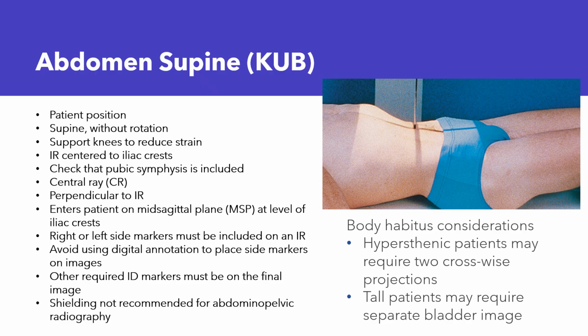Now, body habitus considerations, again, for our larger patients, 2 crosswise projections. Tall patients, like myself, you might need just a 10 by 12 extension rather than a whole separate upper and lower crosswise. Okay. But our hypersthenic patients, it's actually more common when we x-ray abdomens to do an upper abdomen crosswise, lower abdomen crosswise than we would do a KUB like this. And I'll show you both in positioning lab.